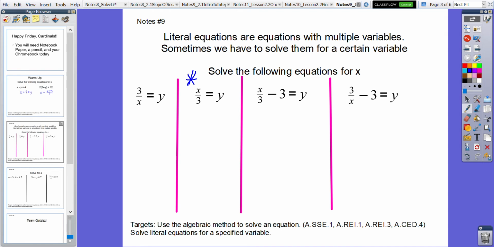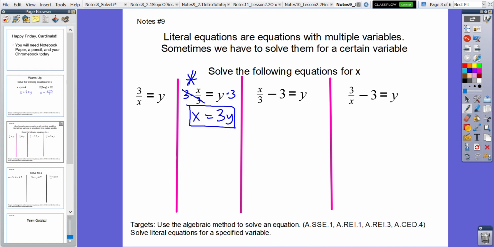So all we have to do, because we have x divided by 3 equals y, is apply our multiplication property of equality. So I'm going to multiply both sides of the equation by 3. That allows me to cancel out my 3's on the left side because there's no need for them, and I'm left with x is equal to y times 3, or just 3y. Simple example to start with.